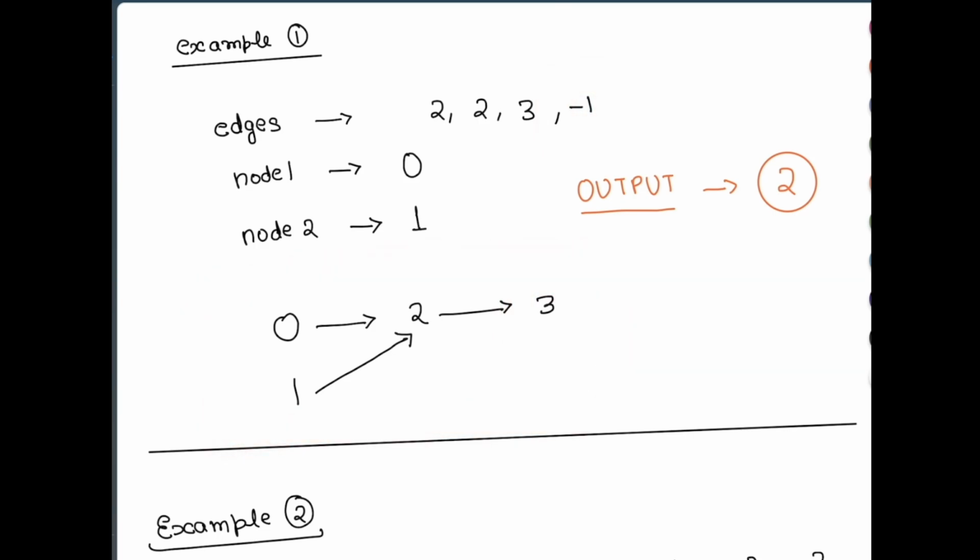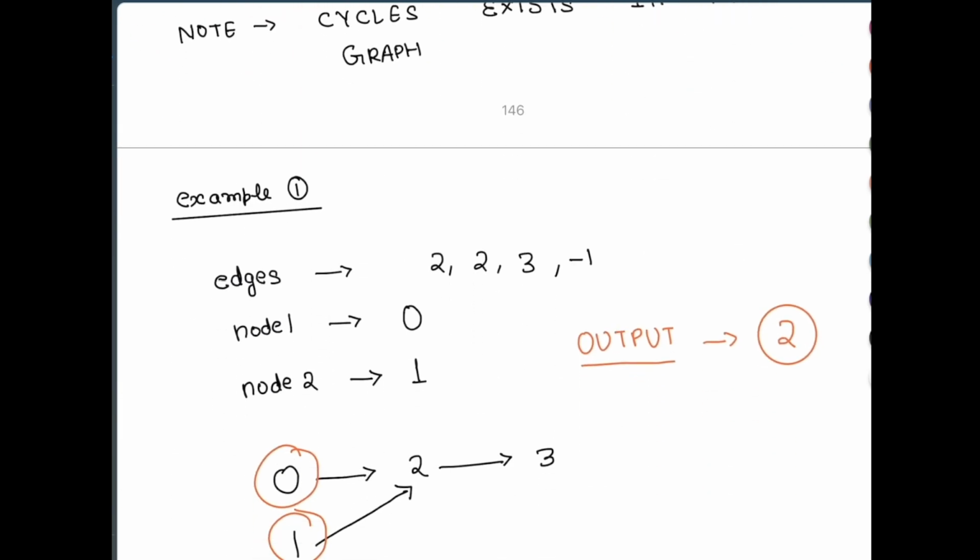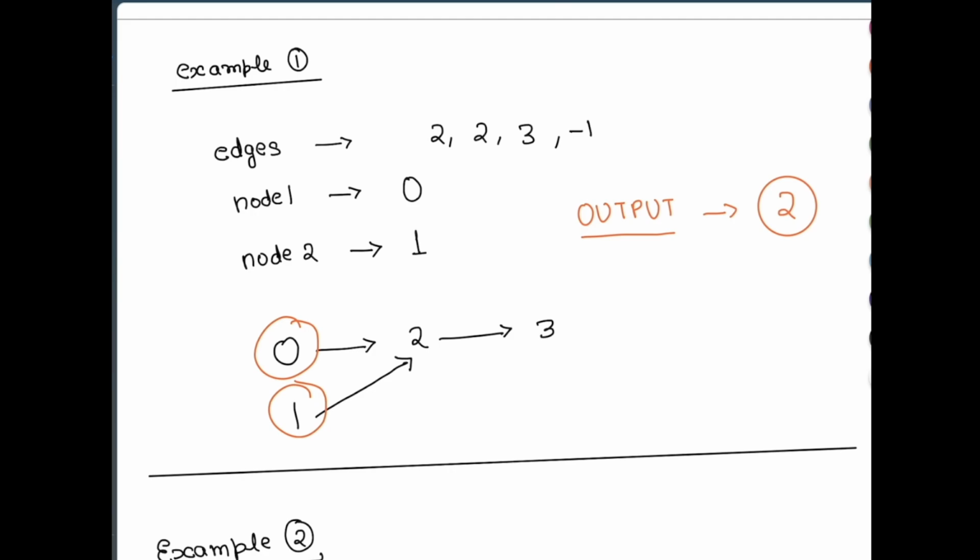Now we are given two nodes. Node 1 is 0, node 2 is 1. So we are given these two nodes, node 0 and node 1. What you need to find out is a common node, the index of that node, which can be reached from node 1 and node 2 both. Now I will come to this point, but for now let us try to find out what are the common nodes which we can reach from 0 and from 1.